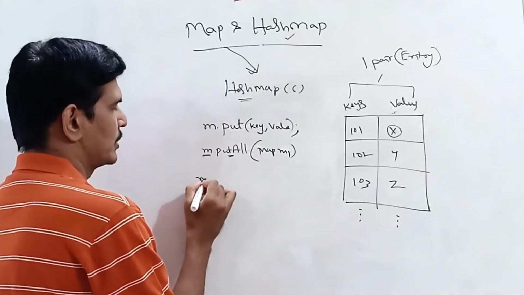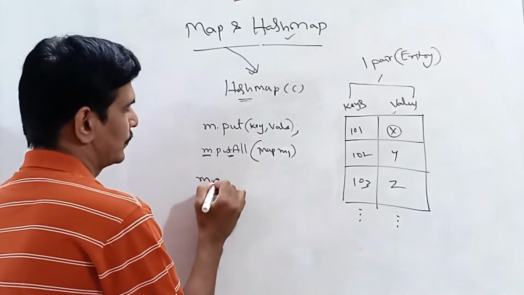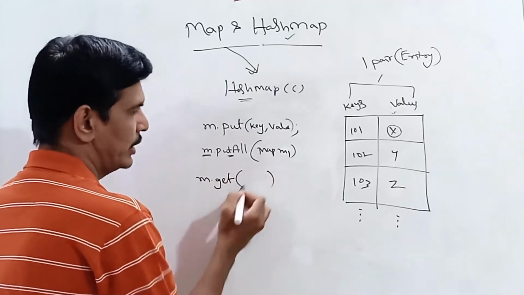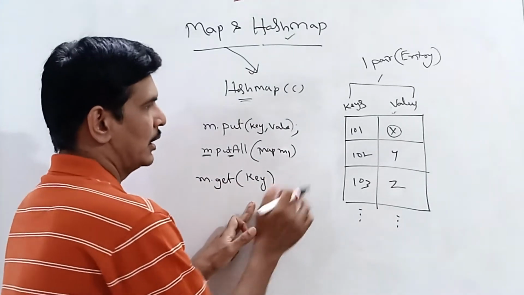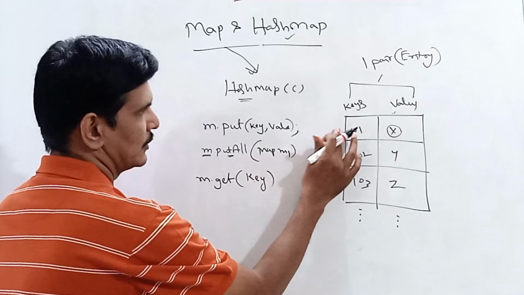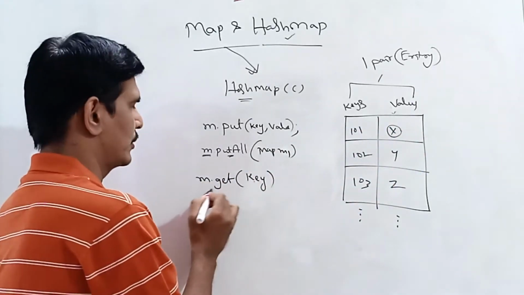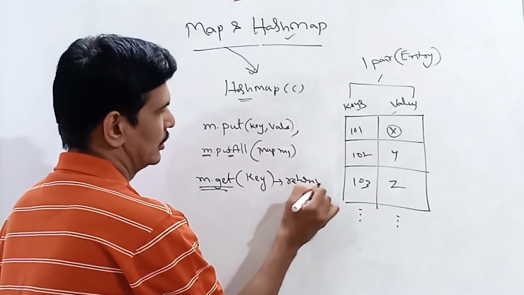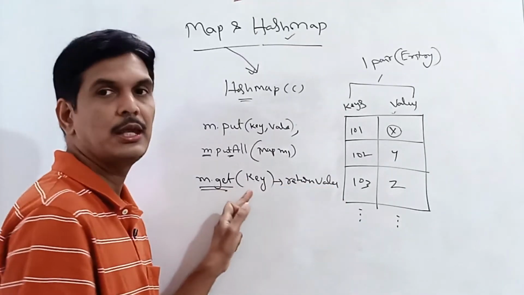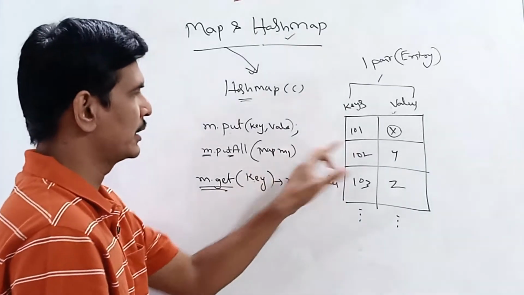Then we have one more method called m.get, and we have to pass a key here. For example, when you pass 101, it will go and get that value. So get is a method which returns the value based upon the key which we have passed.